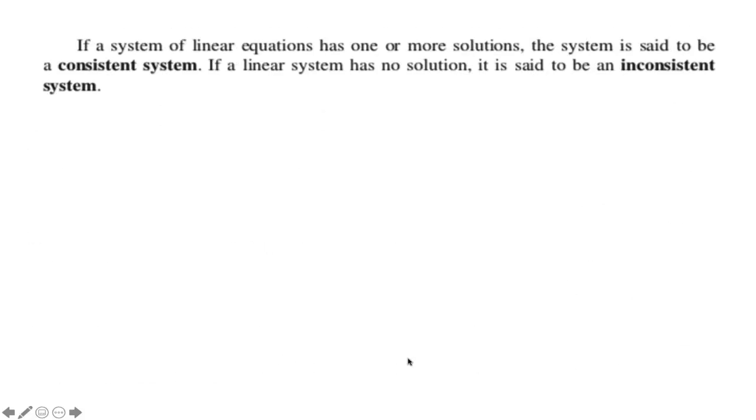And so if you have a system of linear equations that has one or more solutions, the system has to be consistent. So consistent means that there's at least one solution, and if a system has no solution, then it's inconsistent.